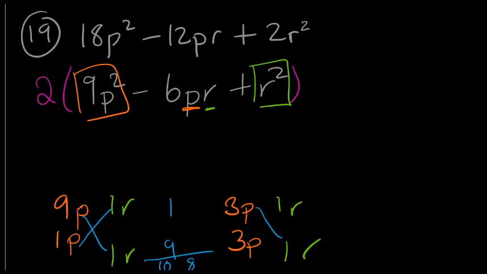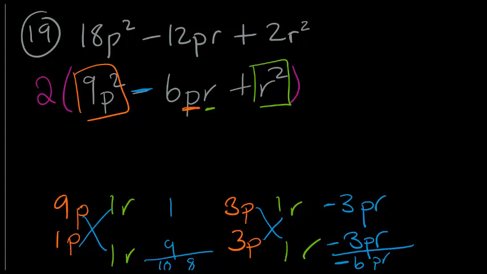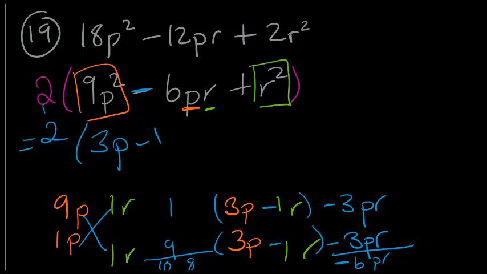3 and 1 gives me 3pr. 3 times 1 gives me 3pr. If I add them up, I get 3 and 3 is 6pr. That's what I want. I want minus 6, so that's going to be minus 3 and minus 3 is minus 6. So that means minus in there, those are my brackets. My answer is going to be 2, that's that one, multiplied by 3p minus 1r, 3p minus 1r. That's my final answer.